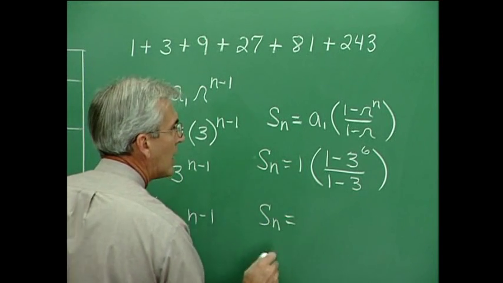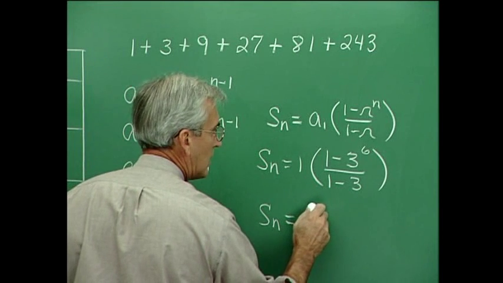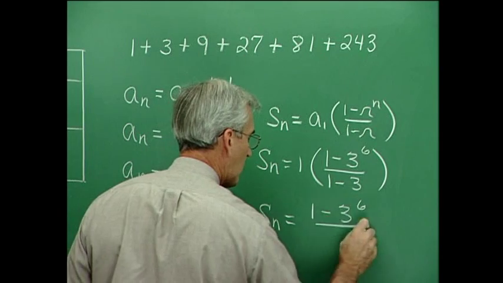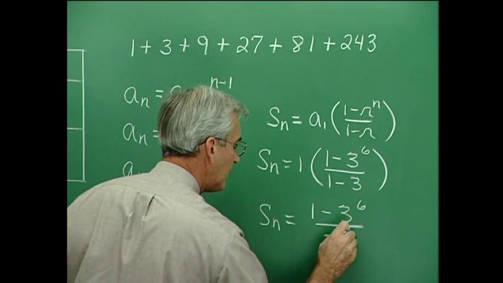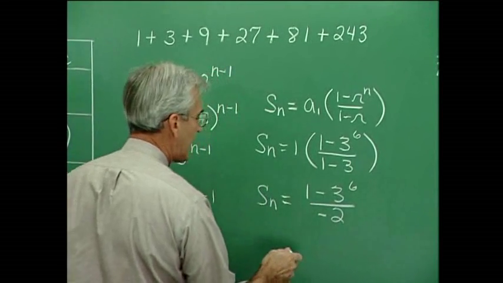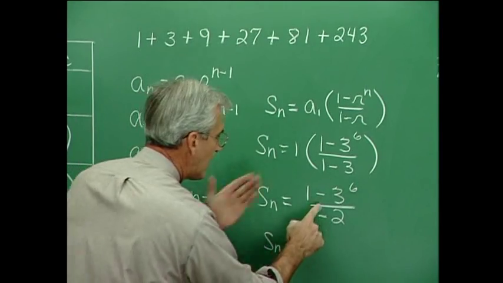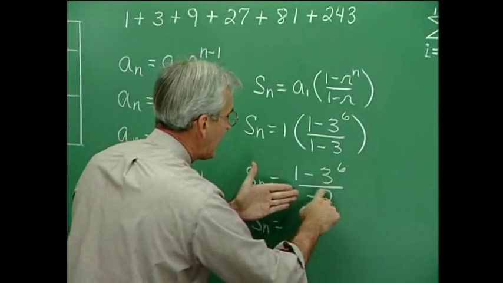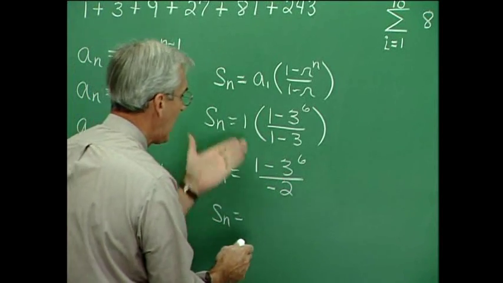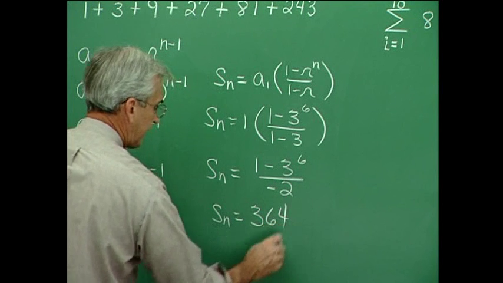Let's see, we have 1 minus 3 to the 6th power. Big number. I'm just going to leave it in this form. This 1 minus 3 is negative 2. And now we perform the calculations, presumably with the calculator here, and we find that sum to be, now notice that this is going to be a negative numerator and a negative denominator. The value is going to be positive, which we would expect here by adding all of these positive numbers. But it turns out to be 364.